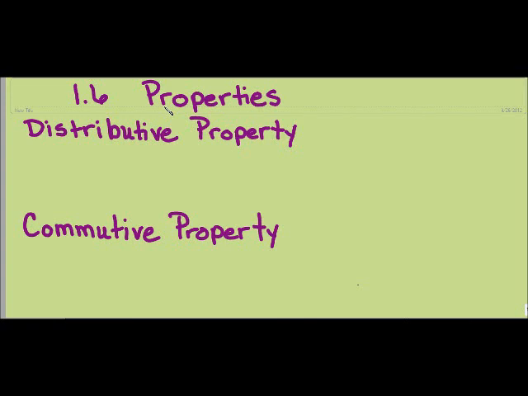Welcome to 1.6 Properties. Properties in math are the exact same thing as a fact in science. The reason why we have properties in math is because it will happen every single time. Nobody, no mathematician, scientist, whoever, has ever proved this to be wrong. It will work every single time.